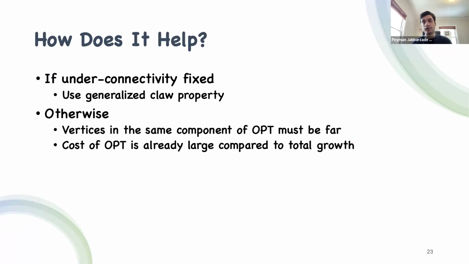And why does this approach work? Basically, after this extension, either our components become similar to the optimal solution. In this way, we can say that, okay, now if we run the local search, each component is similar to the initial instances, then we can get a better than two-approximate solution. But if we still have this under-connectivity issue, I mean, there are still many vertices connected in the optimal solution that after extension we are still not connecting.